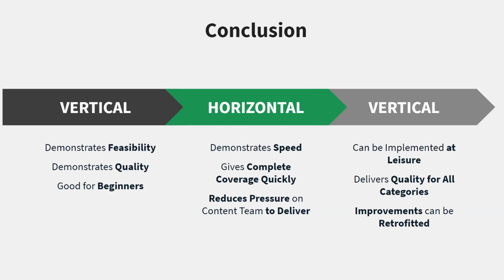And once you've done that, once you're ready or happy with the first category, go horizontal, and demonstrate that the automation can speed things up tremendously.